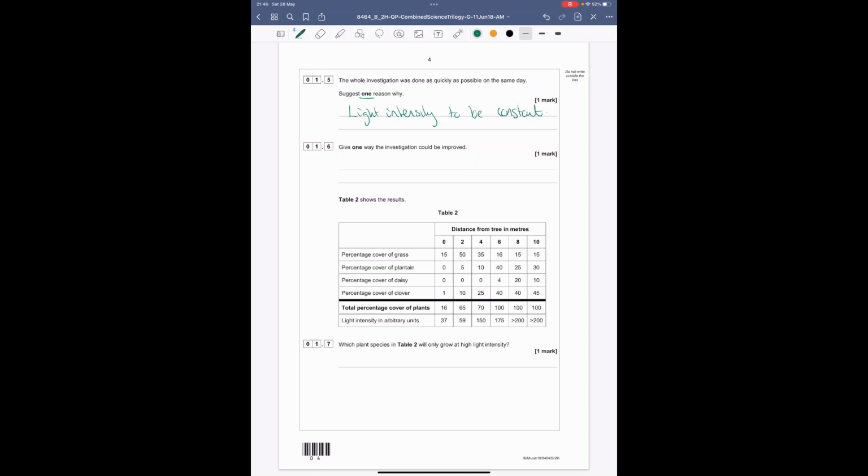Give one way the investigation could be improved. Well, in this investigation, if you look back at the method, they've only done it once. So you can repeat it using different transects. You could do it again under different trees or at different areas. They did it every 2 metres, where you could sample every 1 metre.